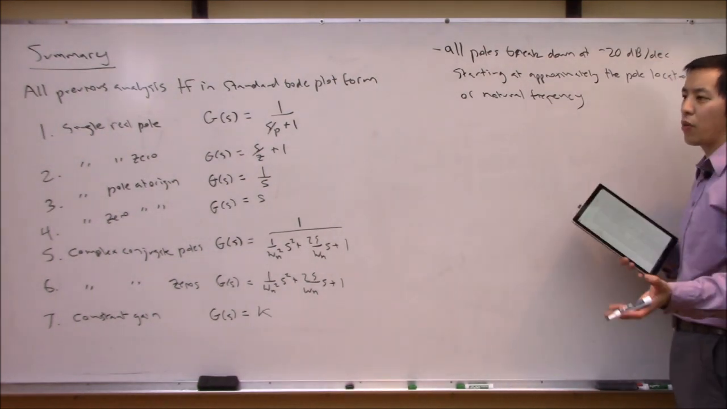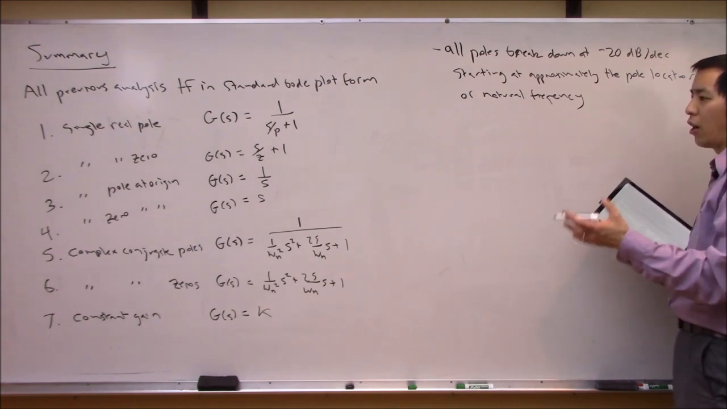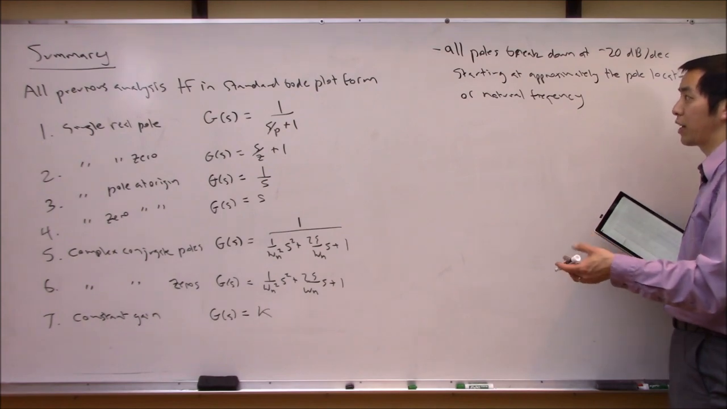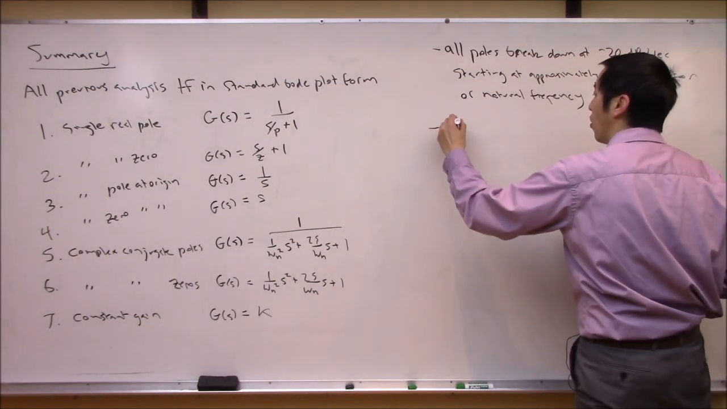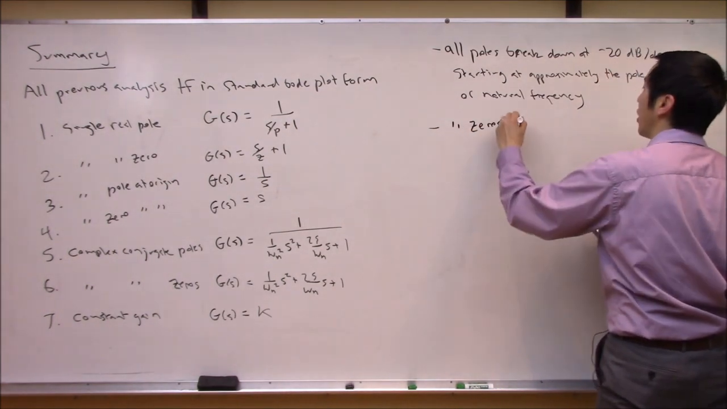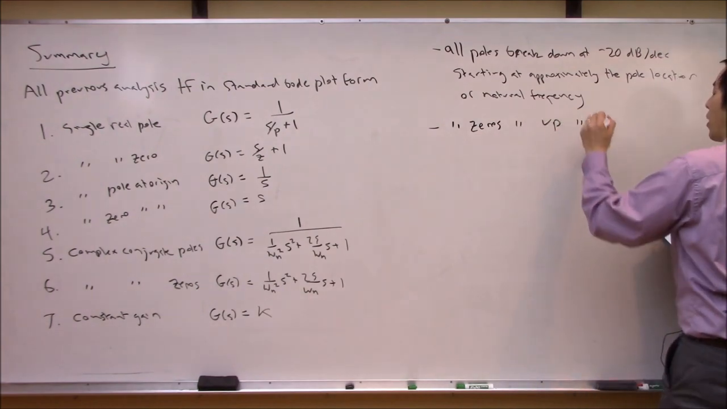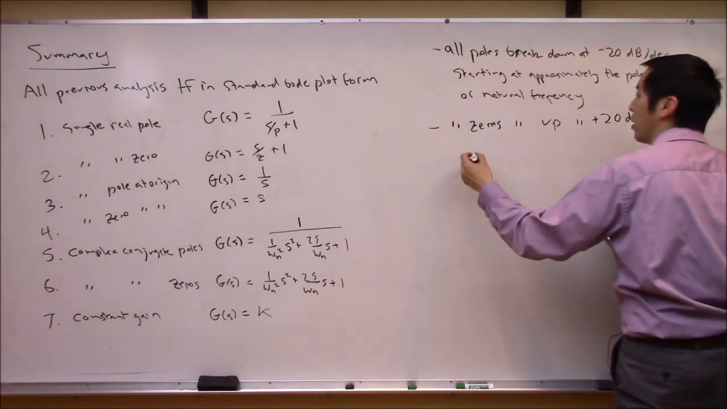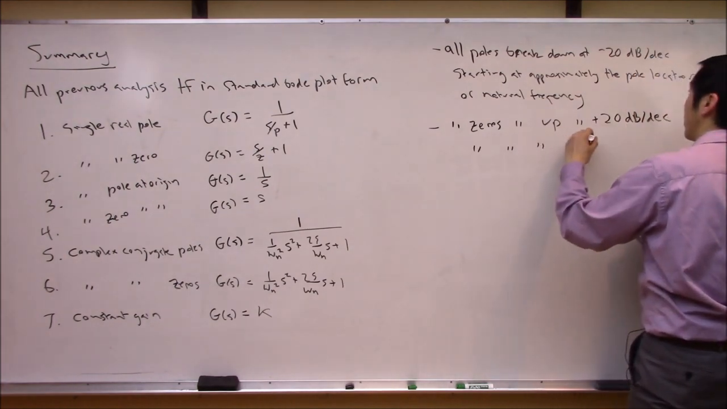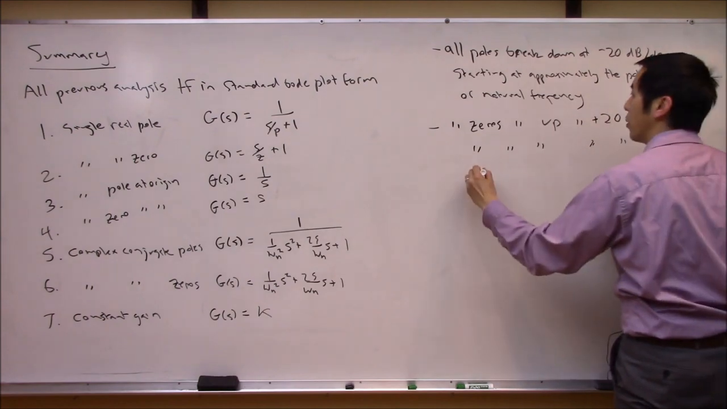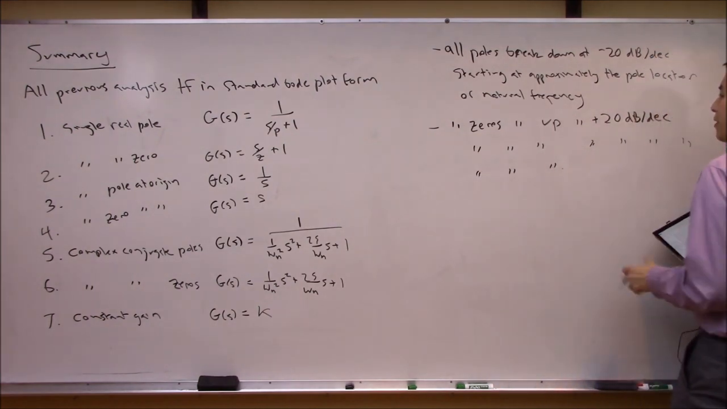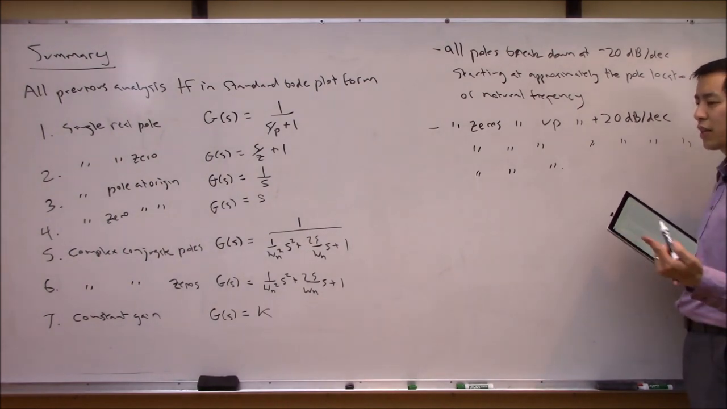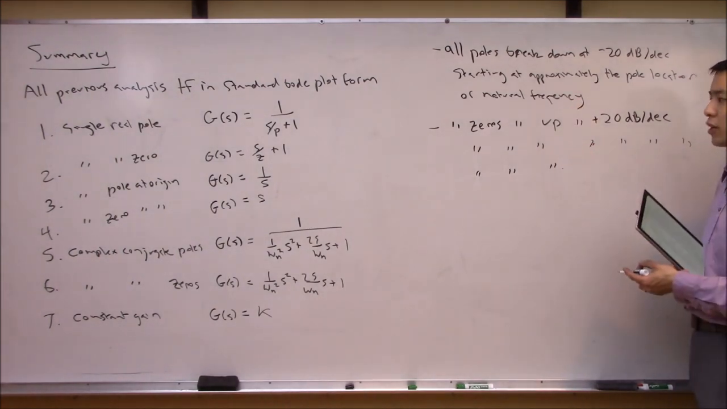If you want to take one thing away from this discussion, just remember that a pole is going to introduce a slope in the magnitude of about negative 20 decibels per decade. Conversely, all zeros break up at a rate of positive 20 decibels per decade, again starting at approximately the pole location or natural frequency. So when you see a zero, just think that it's going to introduce a positive slope in your magnitude plot.